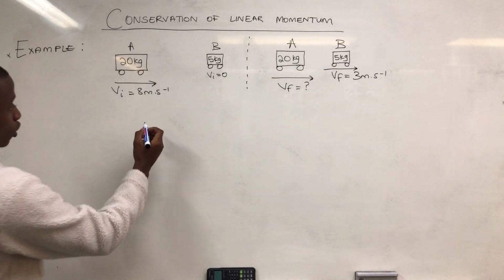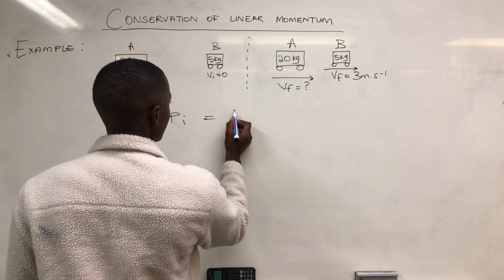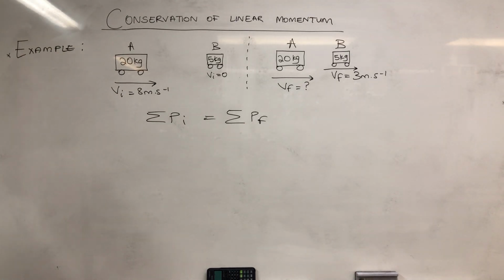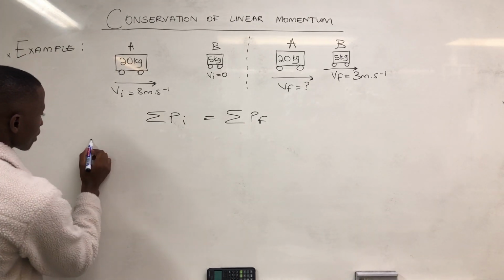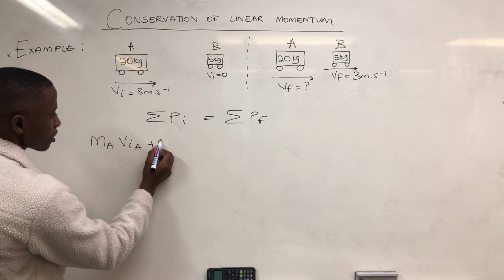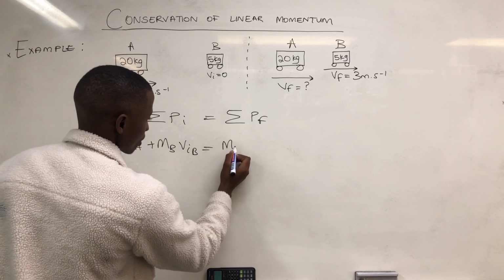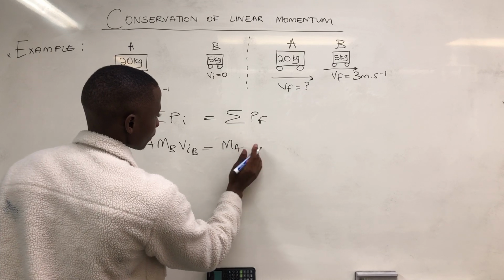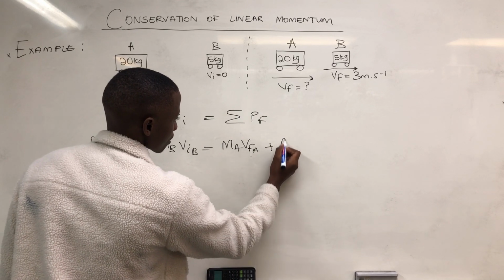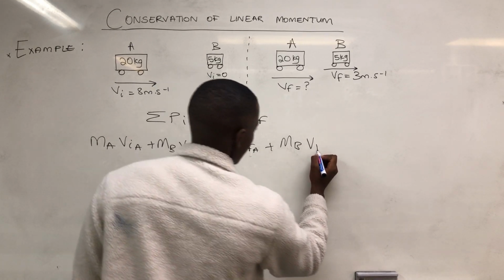But object A also continues to move in the western direction. So we have the sum of the initial momentum, which is equal to the sum of the final momentum. The objects are separated there. So the mass of A multiplied by its initial velocity plus the mass of B multiplied by its initial velocity is equal to the mass of A multiplied by its final velocity plus the mass of B multiplied by its final velocity.